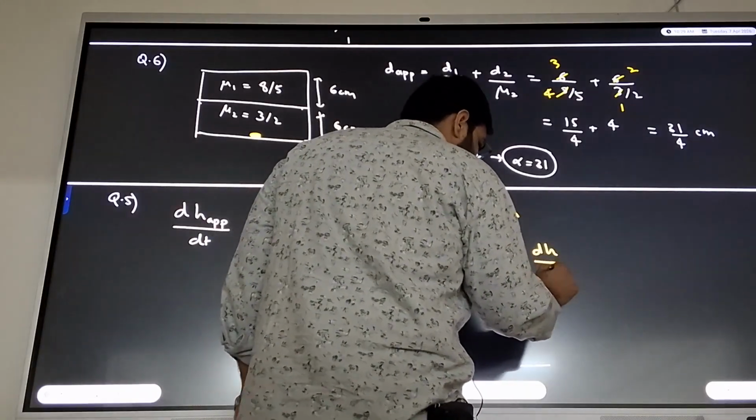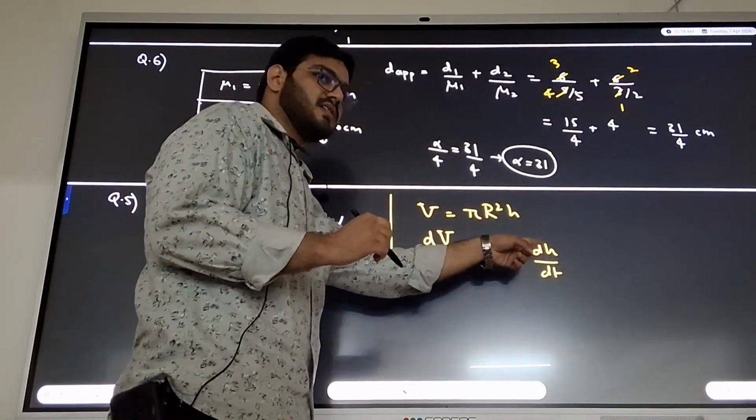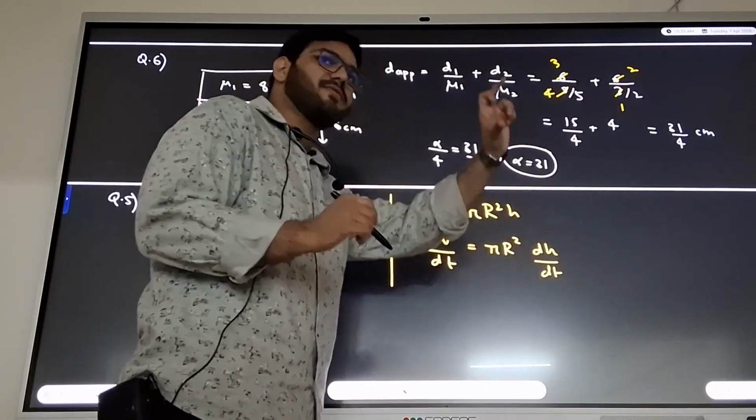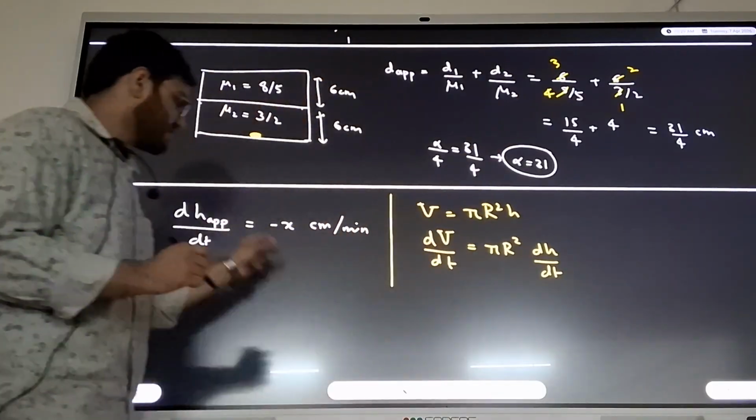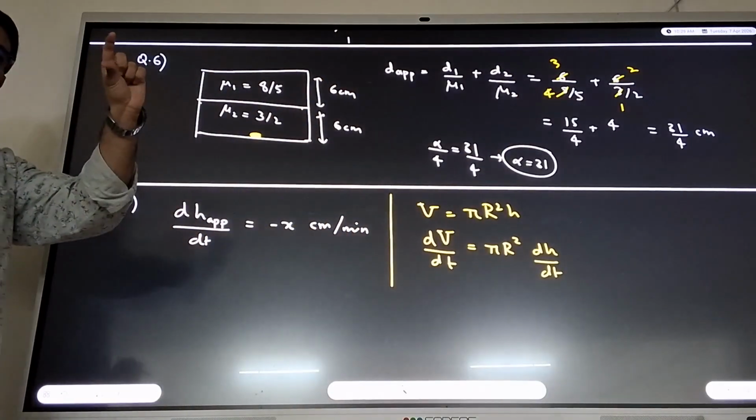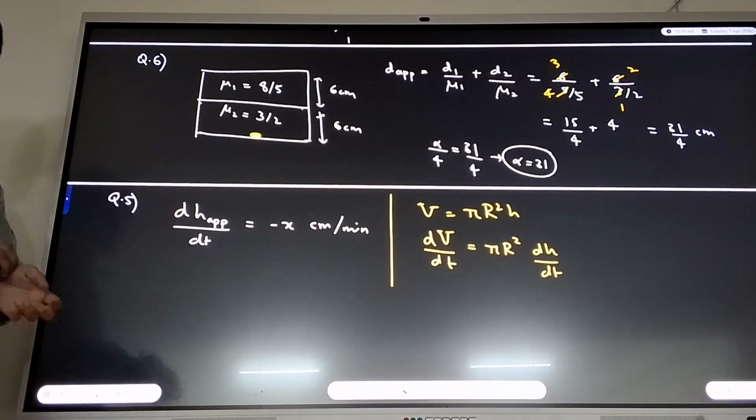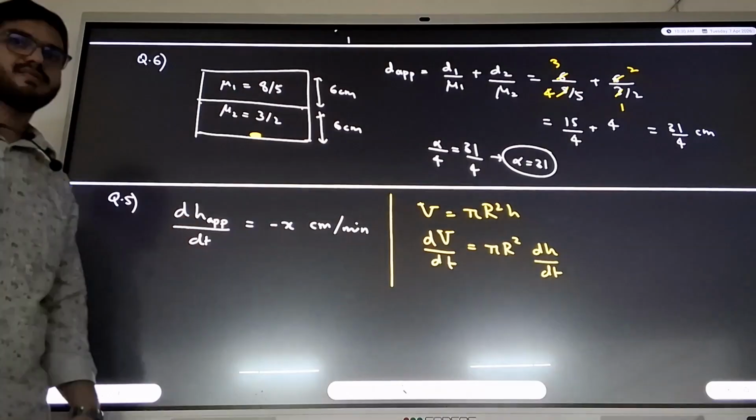dh by dt. But what is this h? This is actual height of the column. This is apparent height of the column. Is there a relation between actual height and apparent height now? Now tell me which case.